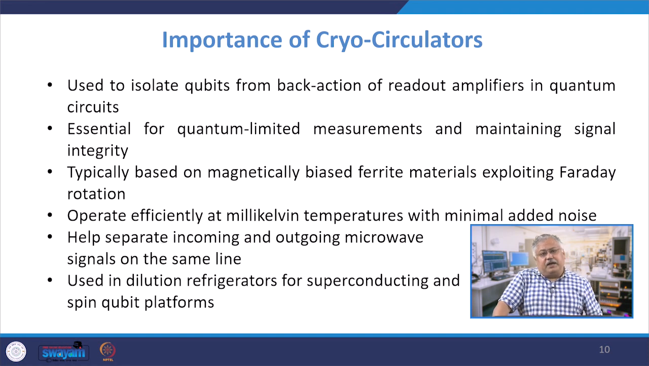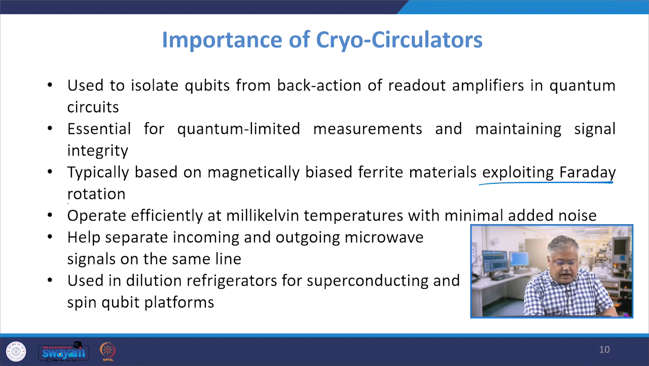They are generally made of magnetically based ferrite material, and they exploit the concept of Faraday's rotation. Please have a look at Faraday's rotation. It is available in standard RF books where you will get this concept. And they operate efficiently at millikelvin temperature with minimal added noise, and they easily separate the incoming and outgoing microwave signals on the same line. So, in the same line, if you have incoming and outgoing microwave signals, these circulators do not let the two mix with each other, and they can therefore act as an isolator in a sense.